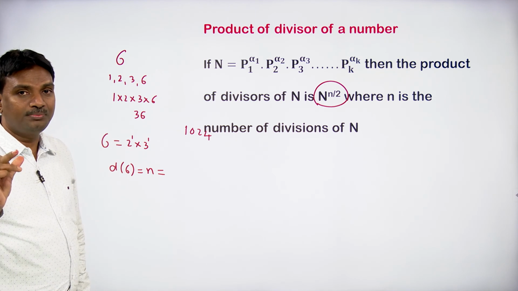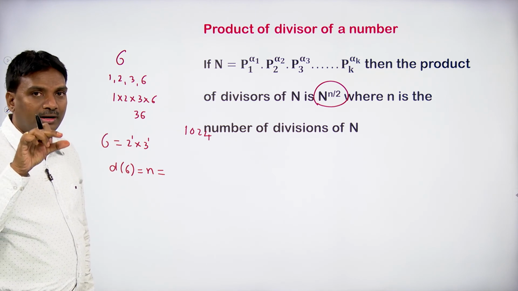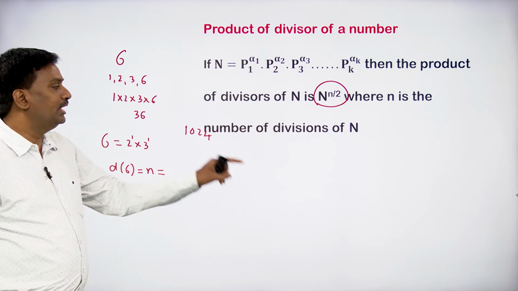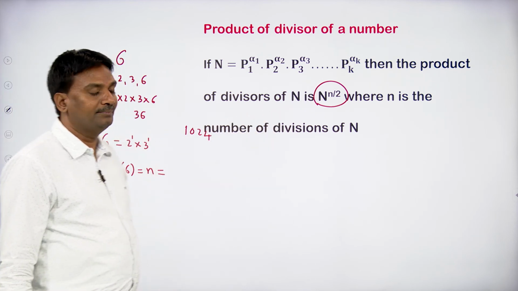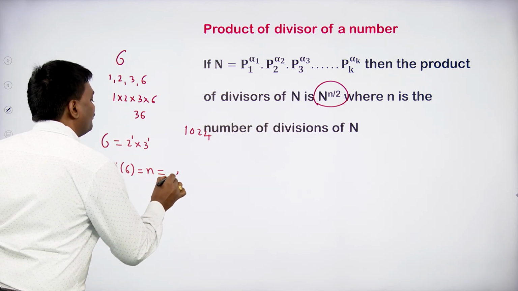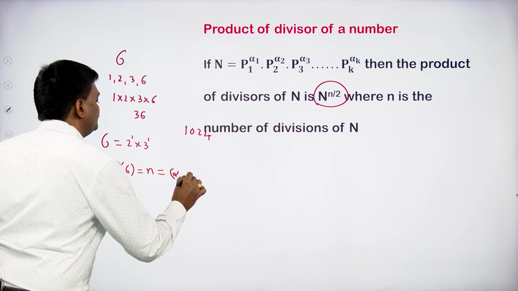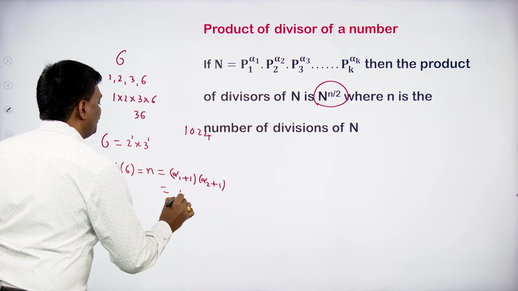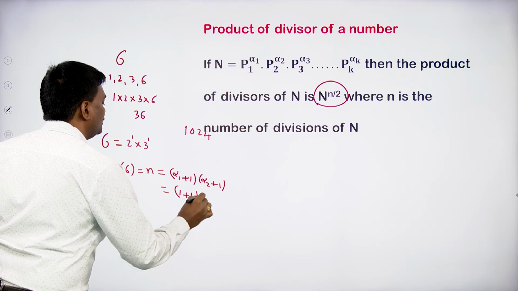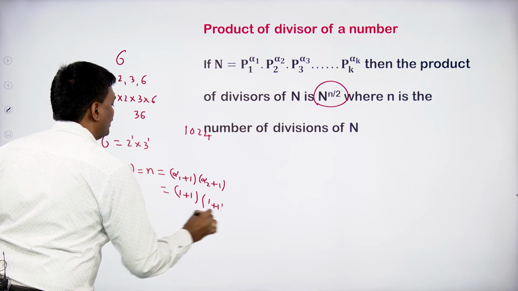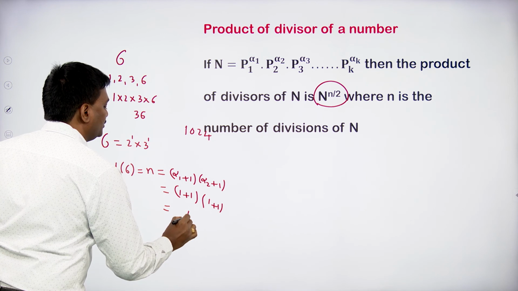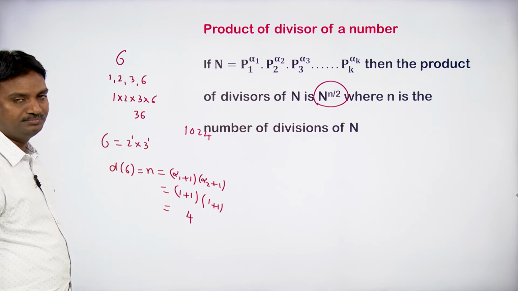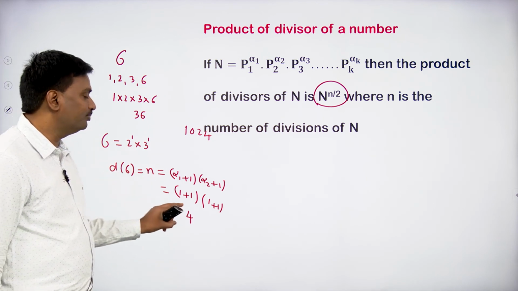d of 6 means the number of divisors of 6, which we are denoting by small n. The formula is (alpha 1 plus 1) into (alpha 2 plus 1), that is 1 plus 1 into 1 plus 1, which is 2 into 2, that is 4. So, this is small n.